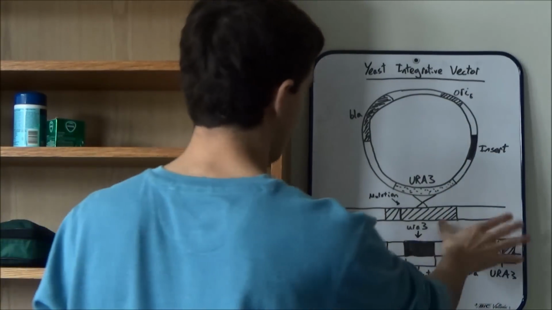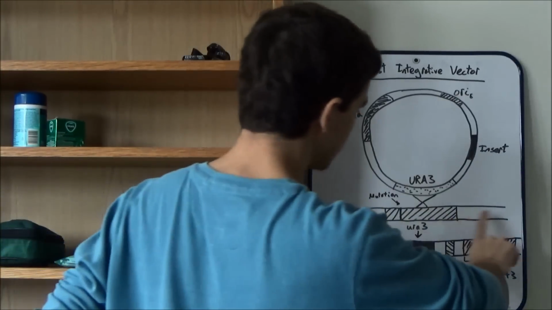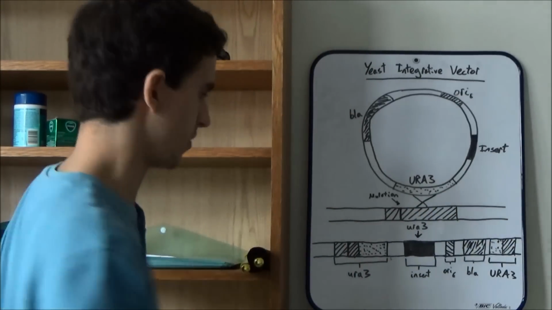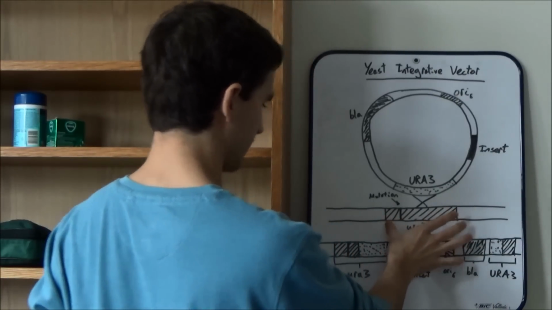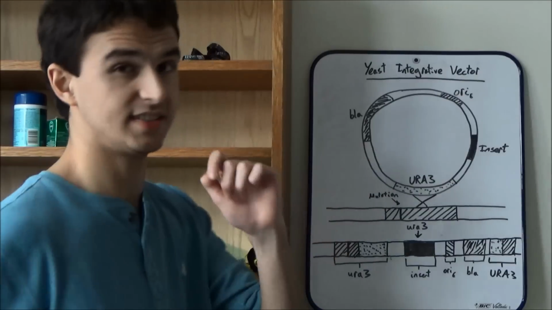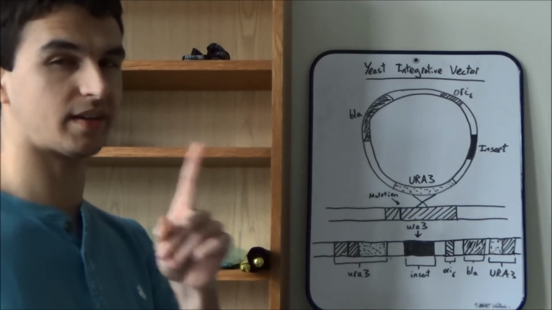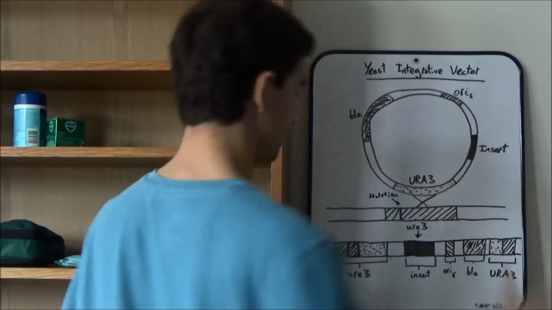Now, below here, I should have labelled this, this is the yeast chromosome. This is a section of the yeast chromosome, and here we have the mutated URA3 gene. And I've marked specifically here where the mutation has occurred. It's only a mutation of one base. So there's one base difference between the non-mutated version and the mutated version.